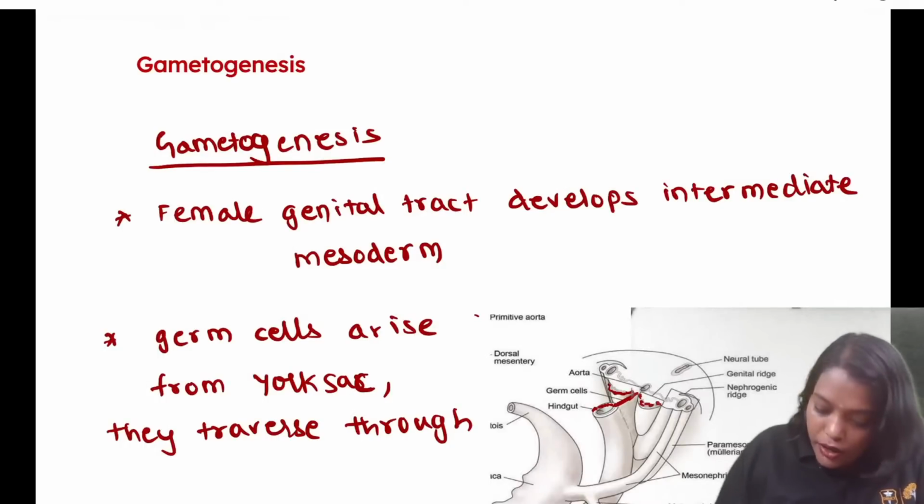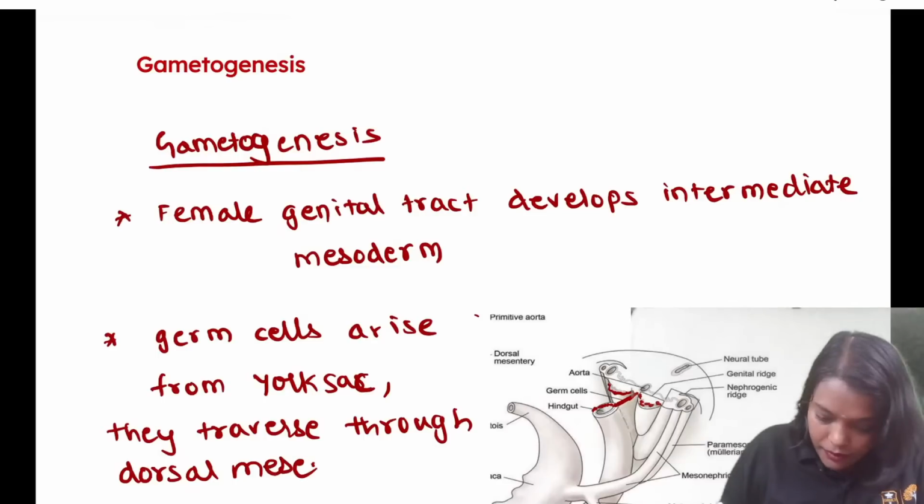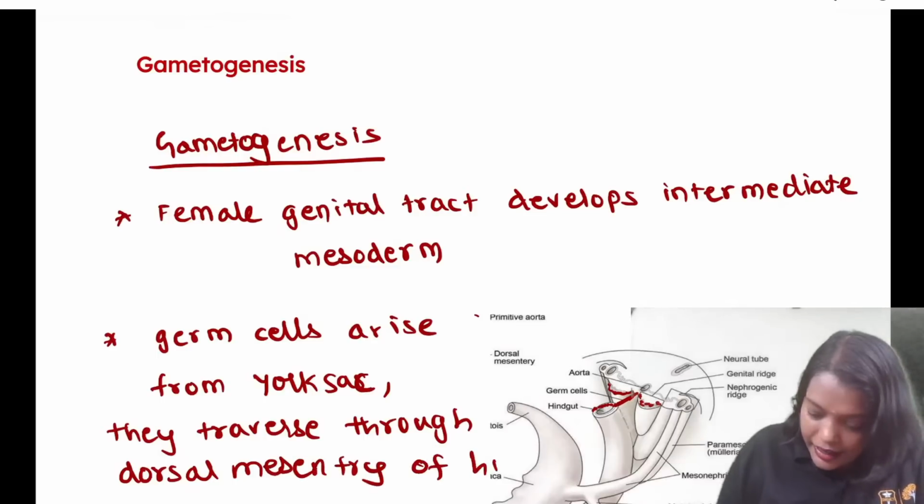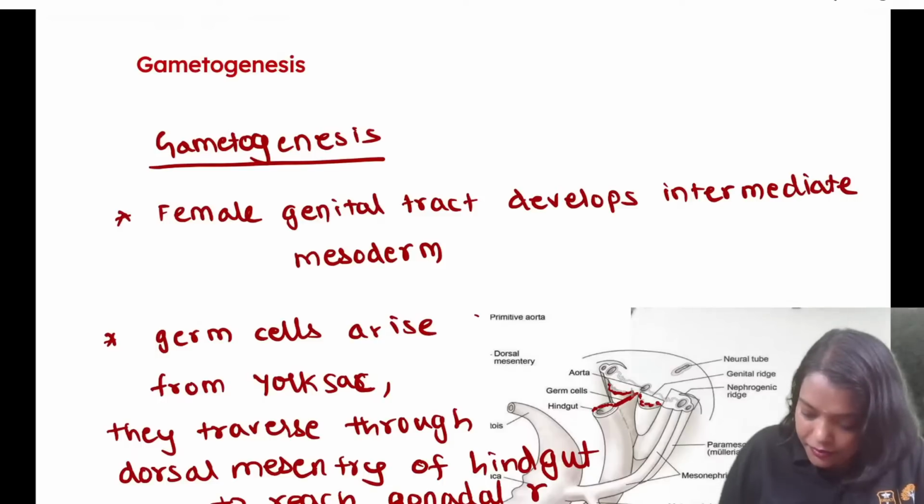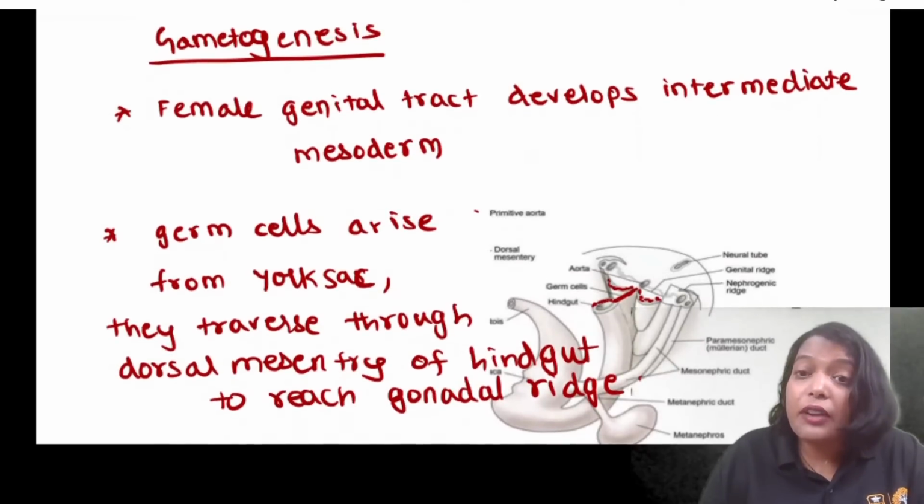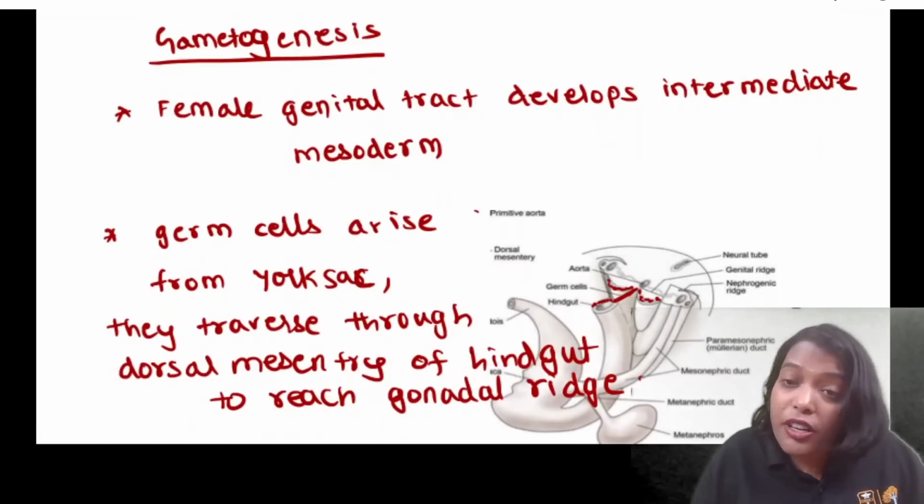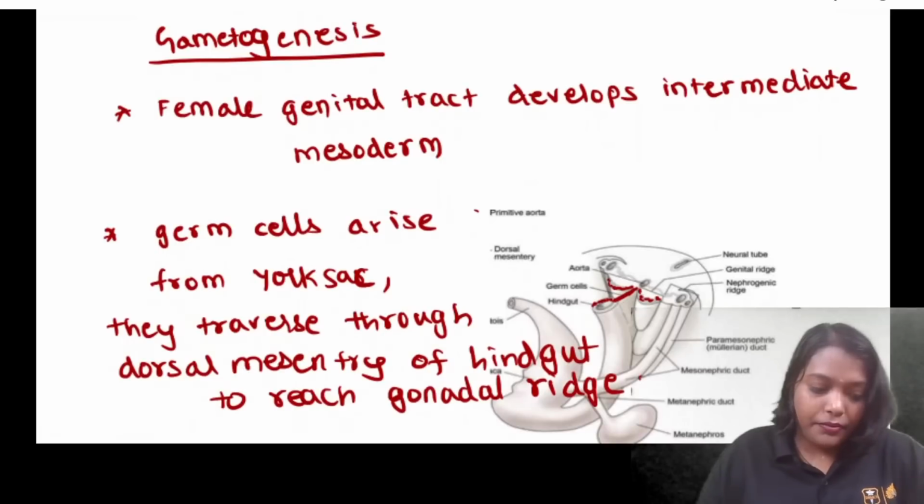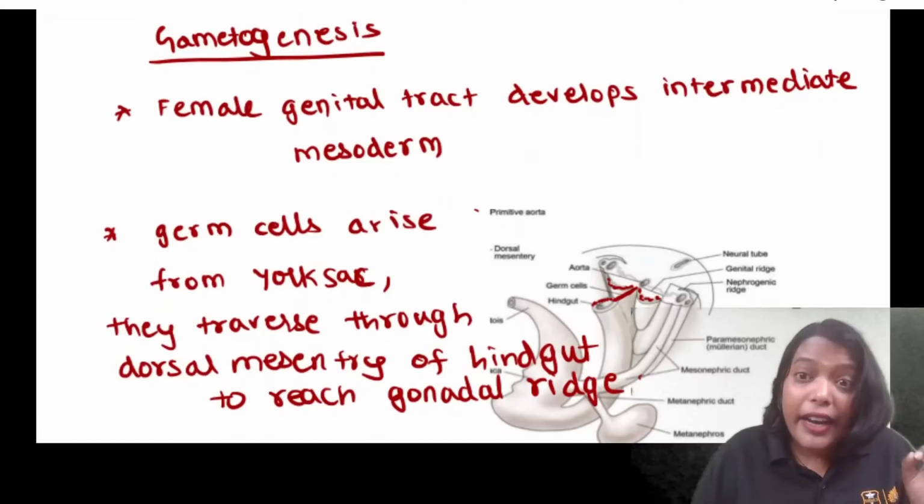So they traverse through the dorsal mesentery of hindgut to reach the gonadal ridge. So my question, I asked you one question. Key germ cells are what origin? As they are arising from yolk sac and they are passing through the dorsal mesentery of hindgut, are they mesodermal in origin or are they endodermal in origin? So germ cells are endodermal in origin. Germ cells are endodermal in origin.